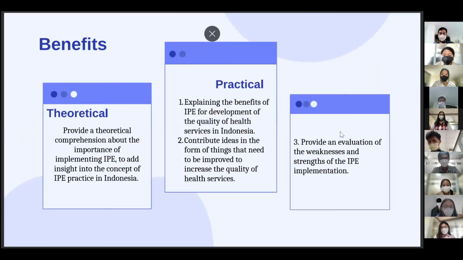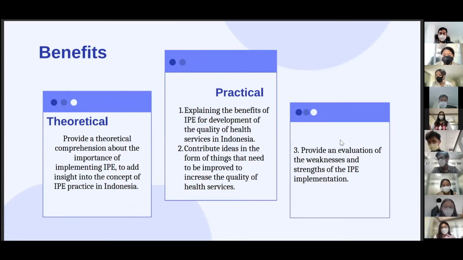And then there are the benefits of our student project. On the theoretical side, it is to provide a theoretical comprehension about the importance of implementing IPE, to add insight into the concept of IPE practice in Indonesia. Then on the practical side, first is explaining the benefits of IPE for development of the quality of health service in Indonesia. Second, contribute ideas in the form of things that need to be improved to increase the quality of health service. And the third one, provide an evaluation of the weakness and strength of the IPE implementation. Next.